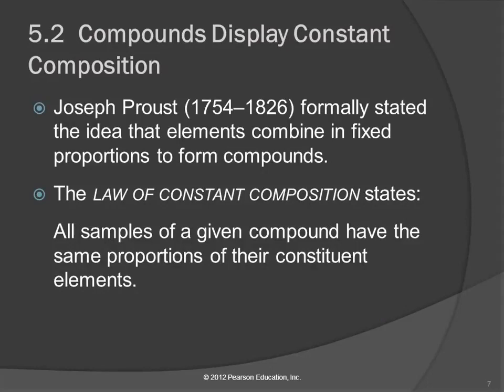Joseph Proust formally stated the idea that elements combine in fixed proportions, and this is now known as the law of constant composition. All samples of a given compound have the same proportions of their constituent elements. And this does have implications for everyday life. Vitamin C is ascorbic acid. The ascorbic acid that you make in the laboratory synthetically, and the ascorbic acid that you would harvest and isolate from something organic like rose hips, the composition of those two chemicals is exactly the same. So just because something was made by nature or made in a laboratory doesn't affect its value or whether it's good or bad. The actual molecules are exactly the same. All samples of a given compound have the same composition.